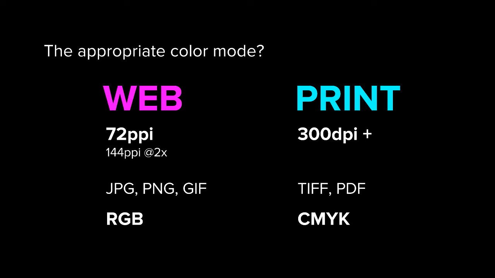So color mode. When we deal with web, we're dealing with RGB, red, green, blue color mode. And for print, we generally would use the CMYK color mode. I'm not going to get too deep into print formats here. This should be good enough for ITP purposes. So we generally associate CMYK with print, and we'll associate RGB with digital.